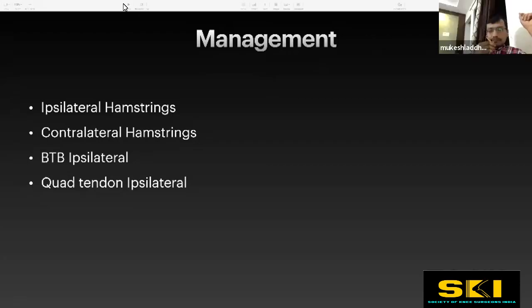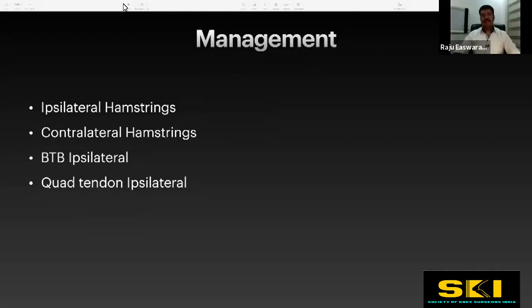Contralateral hamstrings. Dinshaw? Ipsilateral BTB. Kanchan? Ipsilateral BTB. Raju? I would do hamstrings if I don't need to augment the medial side, but if I'm augmenting, I'll do a quad tendon, ipsilateral, with a bone plug.